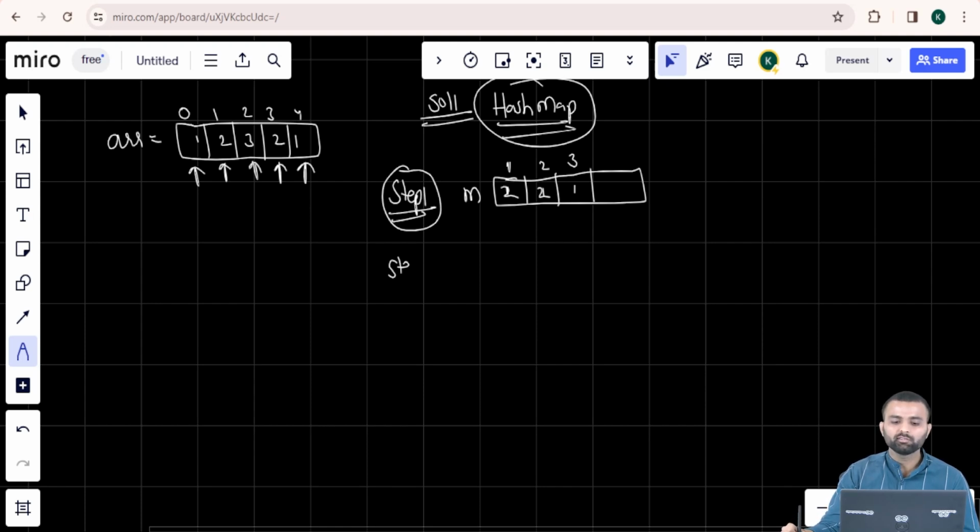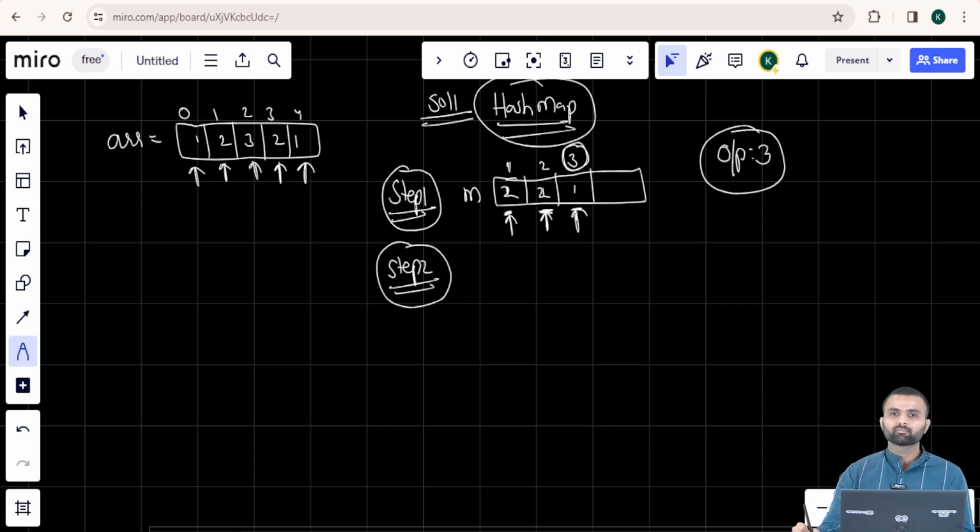Now step 2 is very simple. We just have to traverse this map and check which element's frequency is 1. If I am here, its frequency is not 1, okay. Its frequency is not 1, okay. Its frequency is 1. We have to return that element, which is 3. So here my output is 3, right?